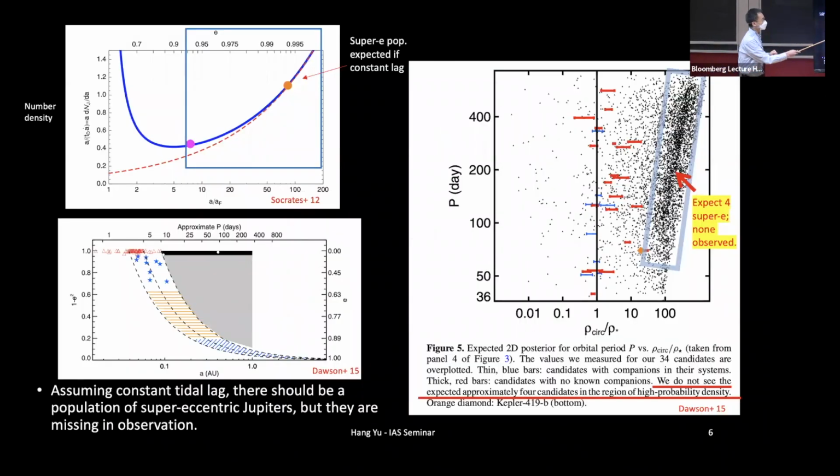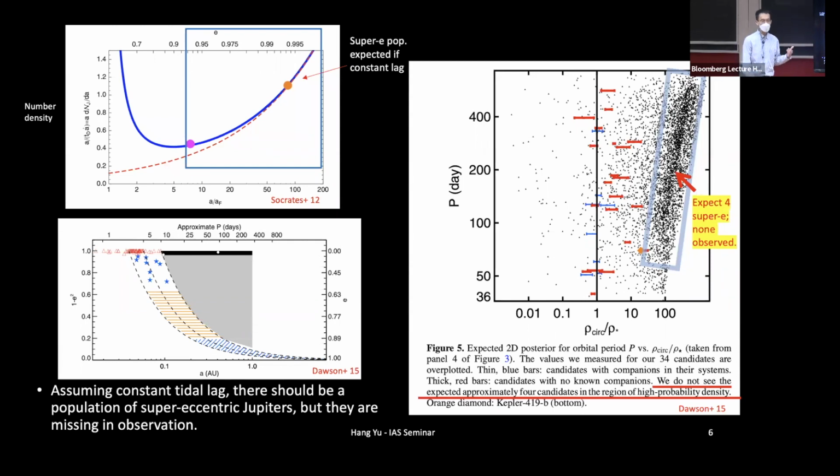So Socrates et al. realized that we can in fact predict the number of super-eccentric proto-hot Jupiters using the moderately eccentric population. And this is because there should be a steady current of migrating Jupiters. Or in other words, hot Jupiters are formed at a constant rate, and we should expect a continuity along this trajectory of fixed orbital angular momentum.